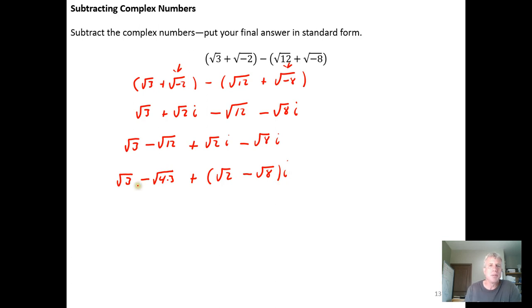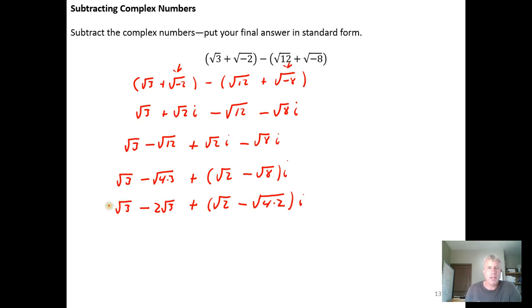Plus the square root of 2 minus, I have the square root of 8 sitting here, factor that i out, continue to simplify. I have the square root of 3 minus the square root of 4, which is 2, the square root of 3 doesn't simplify, plus I have the square root of 2 minus, and I want to recognize that 8 can be simplified. It's not in simplified radical form because 8 can be rewritten as 4 times 2, and this is times i.